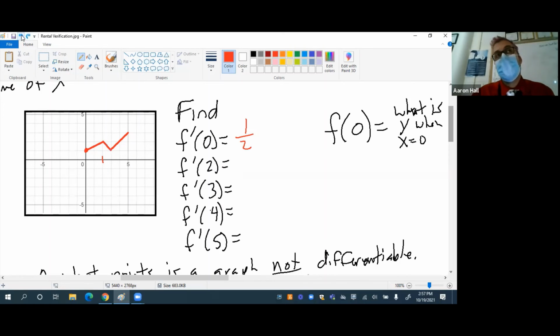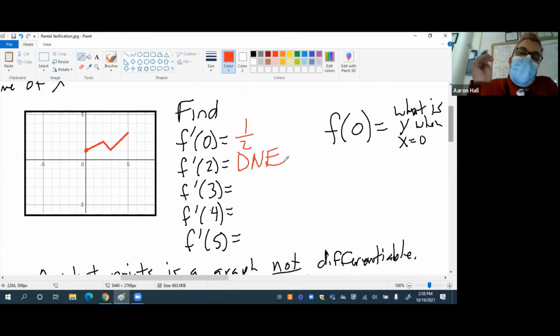Louder? Yeah, we just say it does not exist. There is no slope there. All right, what about 3? What about when x is 3? It also does not exist for the same reason.